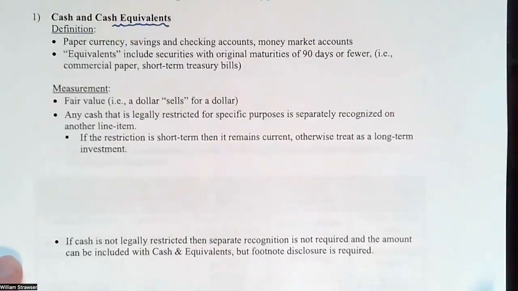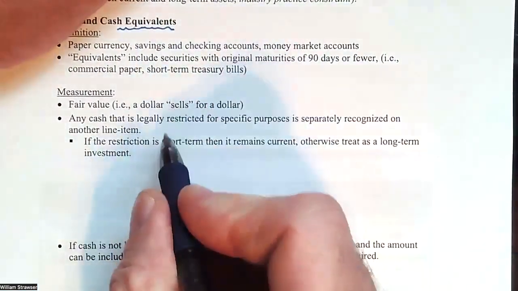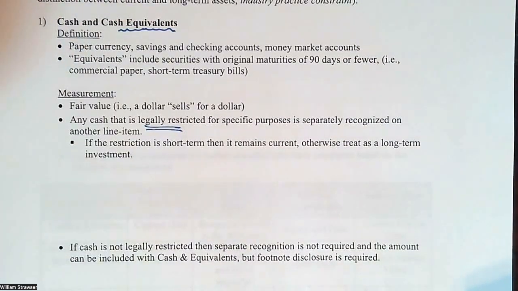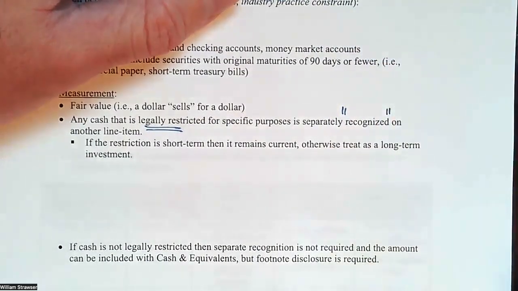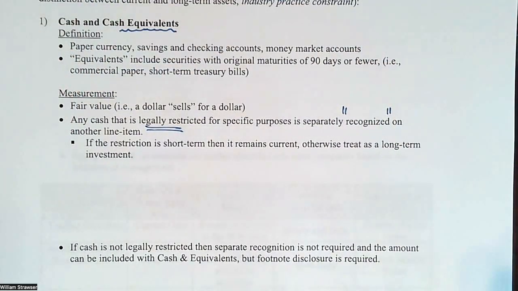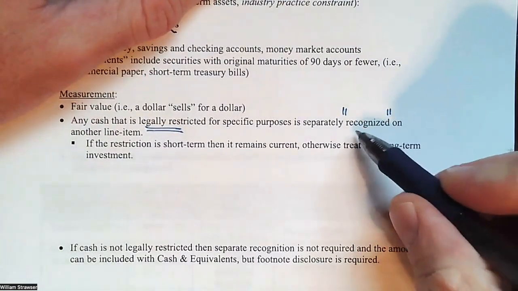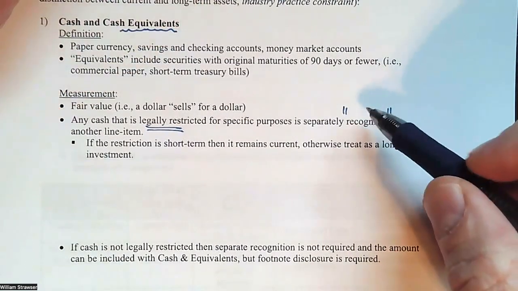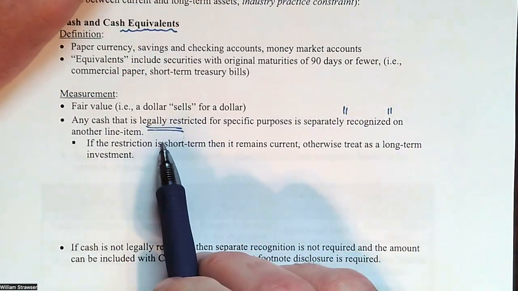Now, one thing about cash and equivalents that we have to clarify is that sometimes cash can be legally restricted with specific purposes. And when that happens, it is recognized, right, as another line item on the balance sheet. So we change the face of the balance sheet. We change one of our financial statements when cash of a certain amount is legally restricted.